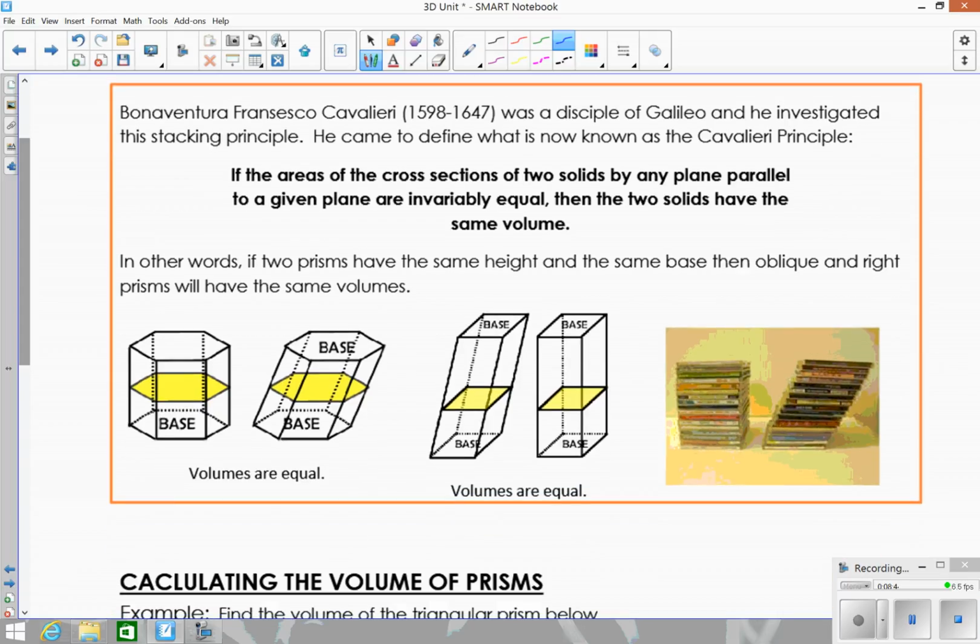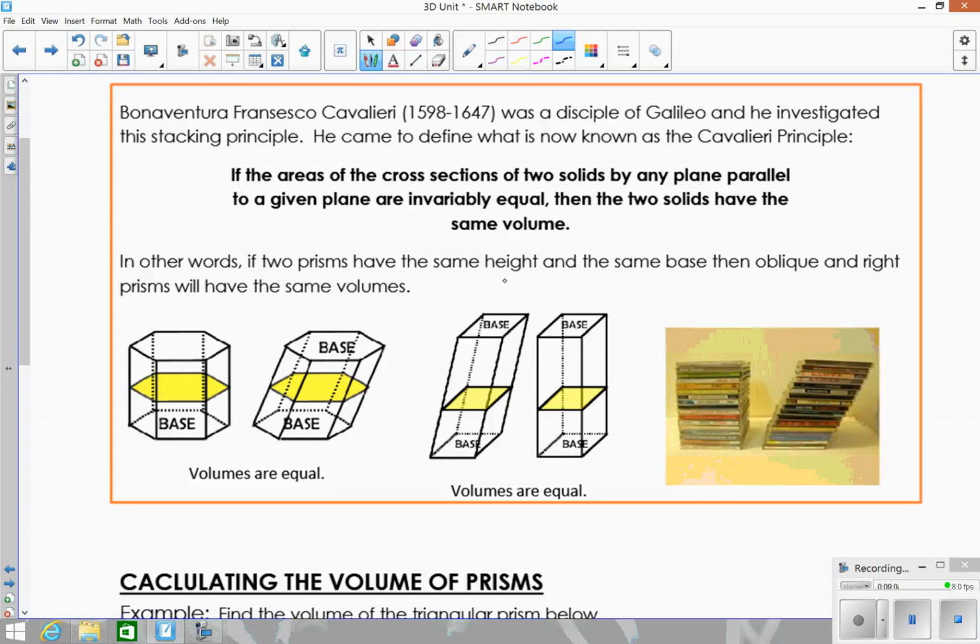So again, we talked about Cavalieri's principle, where it doesn't matter if you have oblique prisms or right prisms. Here's a stack of CDs to kind of show you the volumes are going to be the same, because as long as we have cross sections of equal areas and the bases are parallel, then the volumes have to be the same as long as the heights are the same. So that's basically what it's saying.